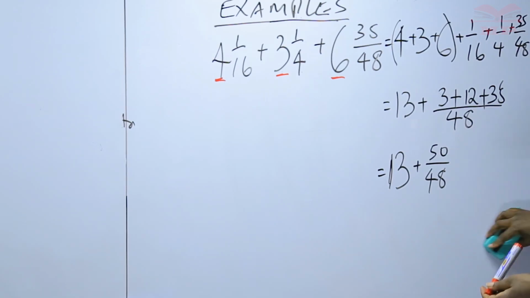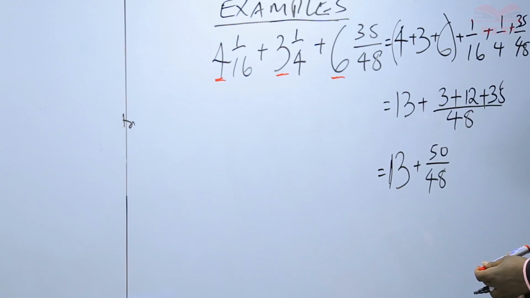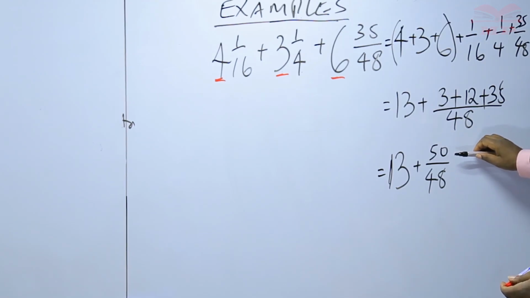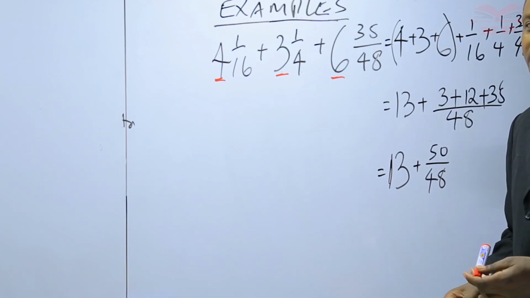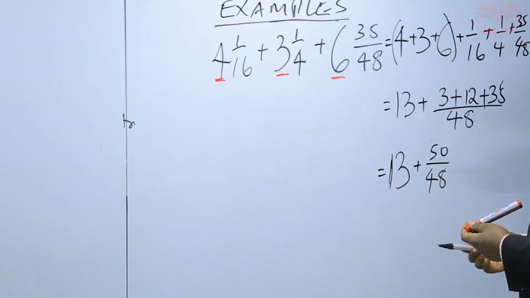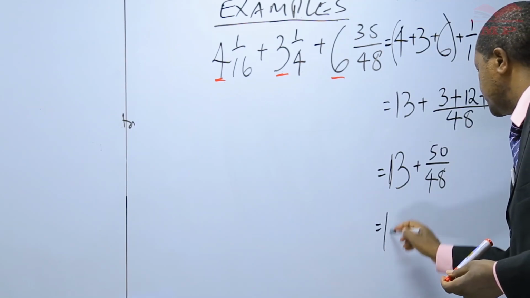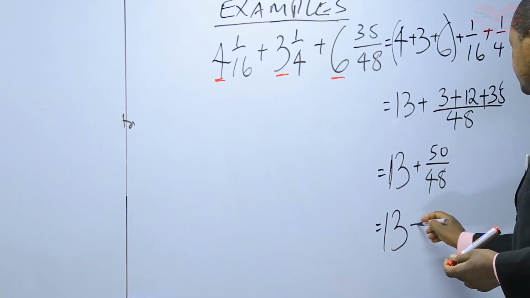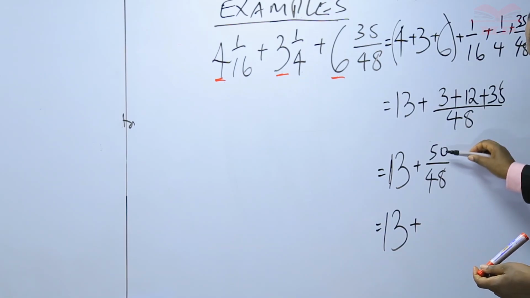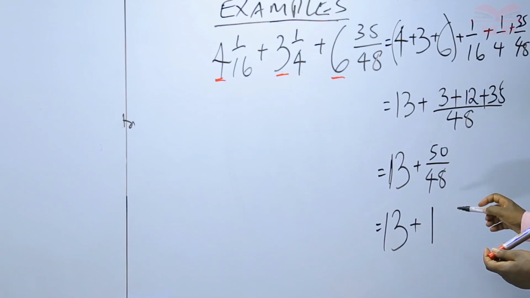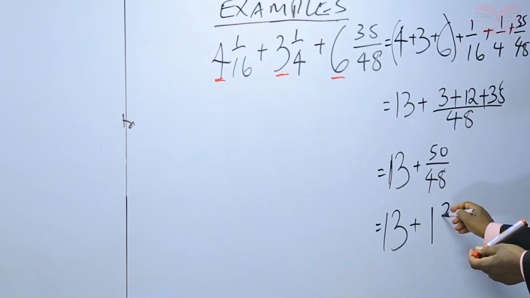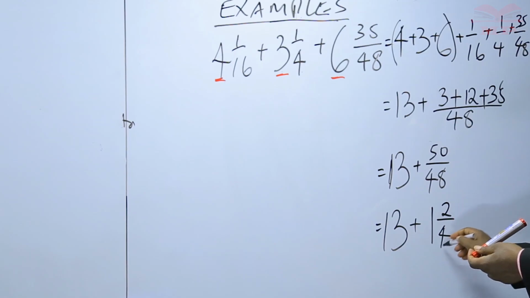So here we can now convert the improper fraction into a mixed number. This is an improper fraction. Convert this improper fraction into a mixed number, then we add whole numbers and then simplify the fraction. This will be equal to 13 plus, 48 goes into 50 how many times? 1 time. Remainder is 2/48.